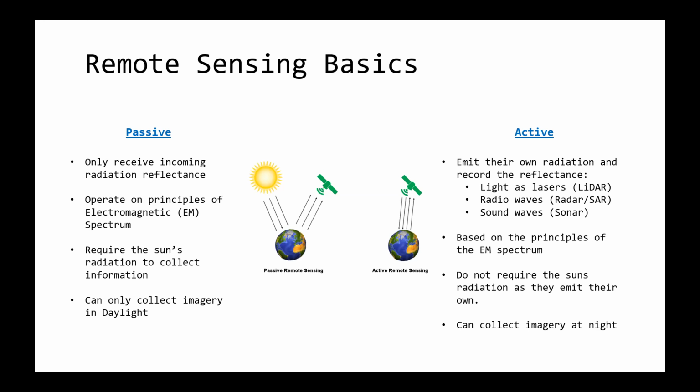Active sensors are also based on the principles of the electromagnetic spectrum, and since they emit their own radiation, they don't require the sun's radiation to work. That allows them to collect imagery at night, or for instance, through clouds, because their radar waves can penetrate through the clouds.